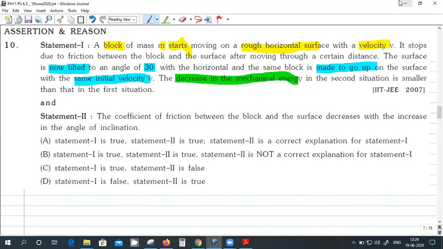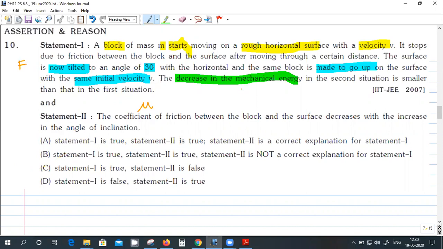So coefficient of friction will not increase, right? No, it's a surface dependent thing. It depends on the surface, it will not change. Mu is constant. Coefficient of friction is mu, right? It's a surface property. So the answer is C. Statement 1 is false, definitely.